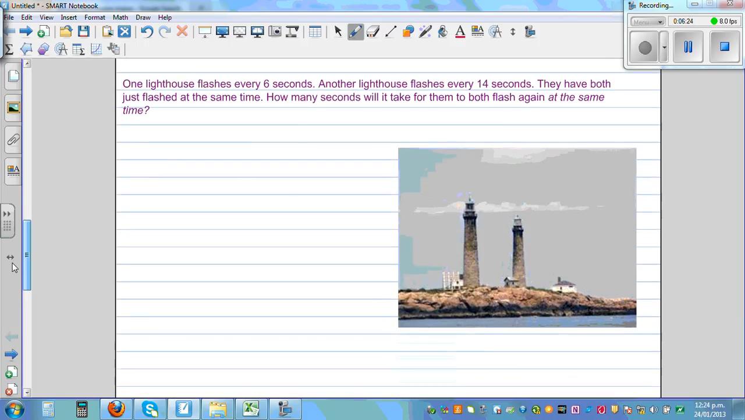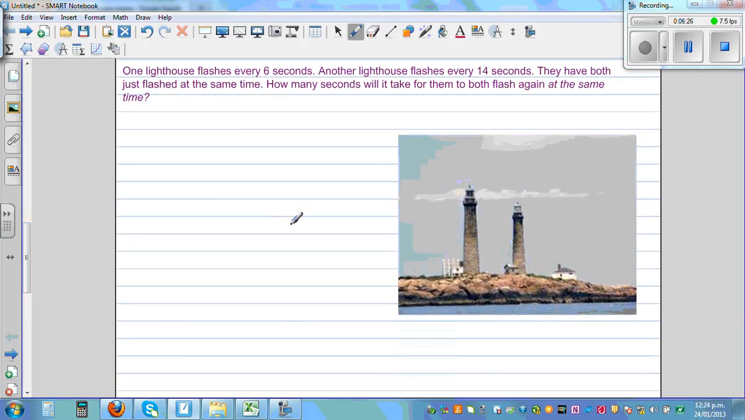Now let's do an application of least common multiple. This is one example that I have found from one book. One lighthouse flashes every 6 seconds. Another lighthouse flashes every 14 seconds. They have both just flashed at the same time. How many seconds will it take for them to both flash again at the same time?